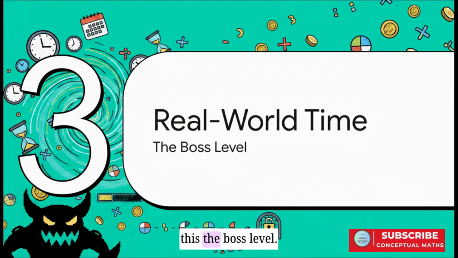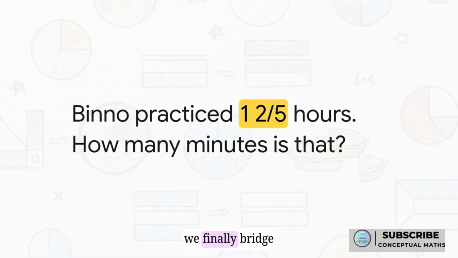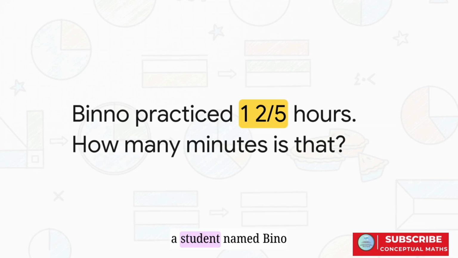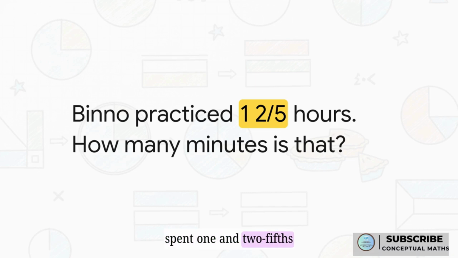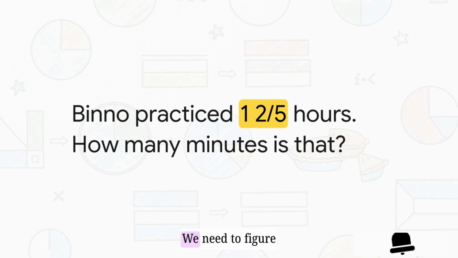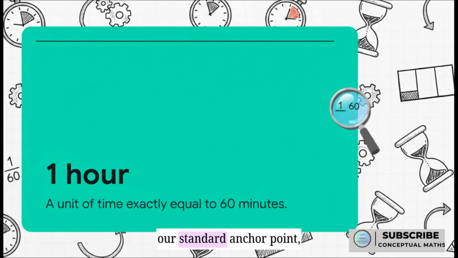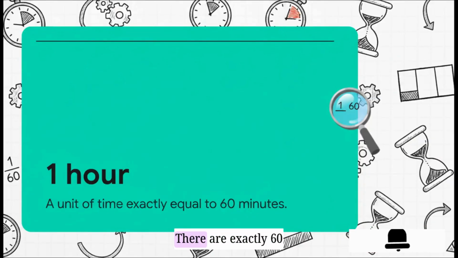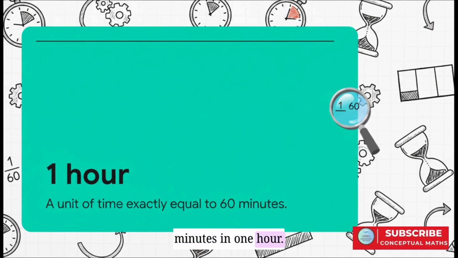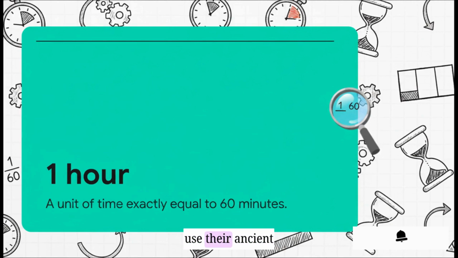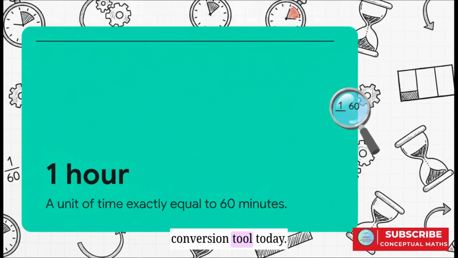All right, that brings us to section 3, real-world time problems. You can definitely consider this the boss level. So this is where we finally bridge the gap between abstract fractions on a whiteboard and the real world of tracking our time. Here's our scenario for today. A student named Bino spent 1 2/5 hours practicing. Our mission? We need to figure out exactly how many minutes that is. Now, to solve this, we just need our standard anchor point, which we all know. There are exactly 60 minutes in 1 hour. Actually, fun fact, we have the ancient Babylonians to thank for dividing our hours into 60 minutes. And we're going to use their ancient system as our primary conversion tool today.